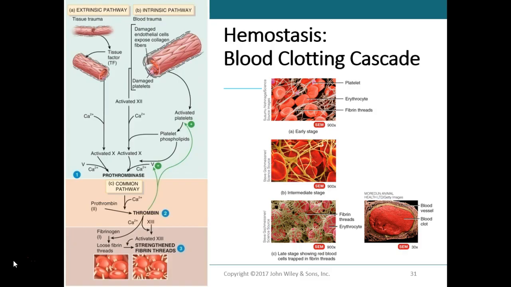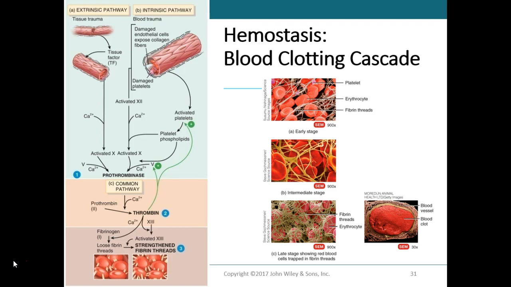Okay, so we've seen the first 2 steps, which are pretty easy to understand. Number 1, vascular spasm occurs. Number 2, platelets aggregate when the platelets start sticking to those exposed collagen fibers within the blood vessel. So that's pretty easy. That happens pretty quickly, but that's not enough because the platelet plug's not going to stay there.